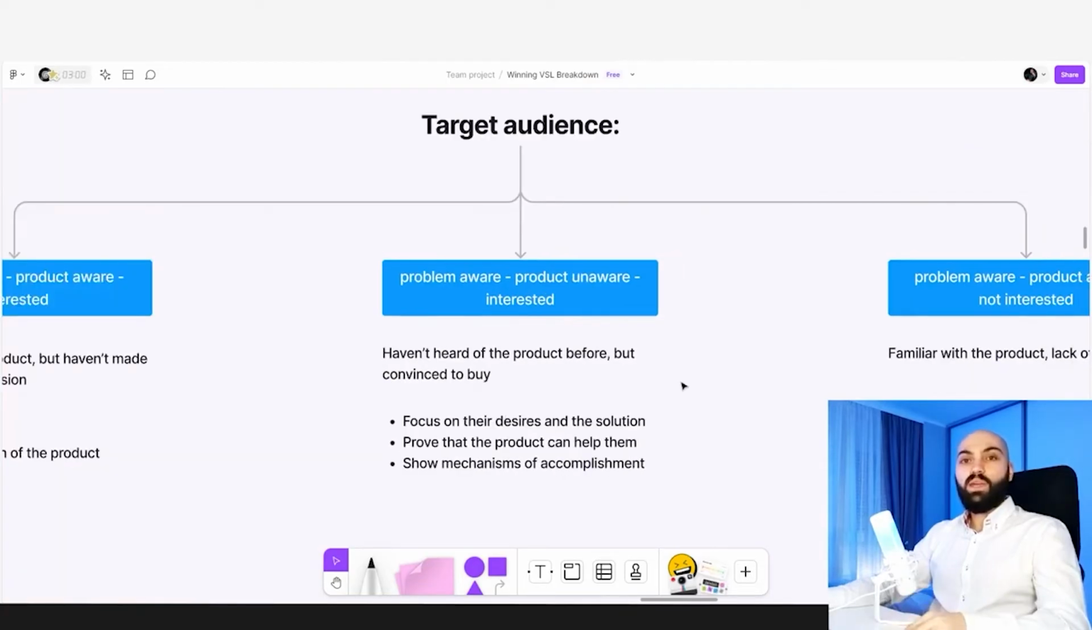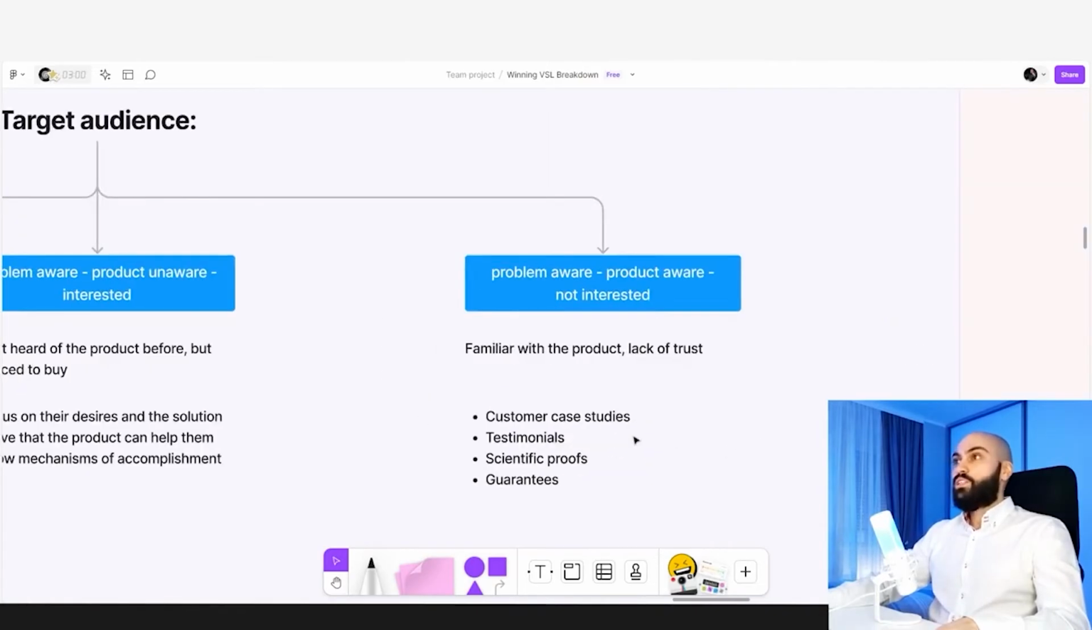The second group hasn't heard about our product, but is interested in trying solutions. In order to sell to them, we need to focus on their desires and the solution. We need to prove to them that the product can actually help them, and we need to show the mechanism of accomplishment. The third group is familiar with the product, but they lack the trust to make the purchasing decision. For them, we should use case studies, testimonials, scientific proofs, and guarantees.